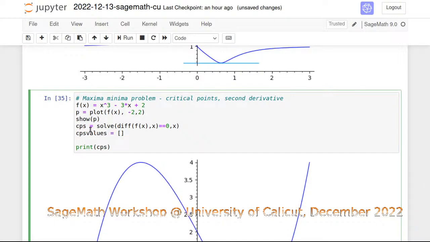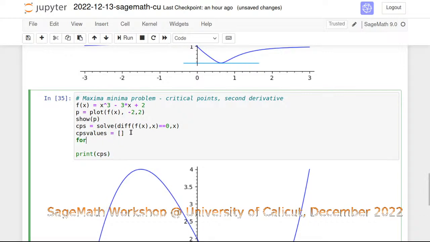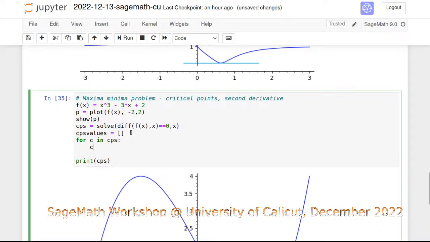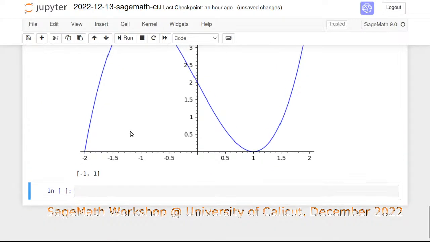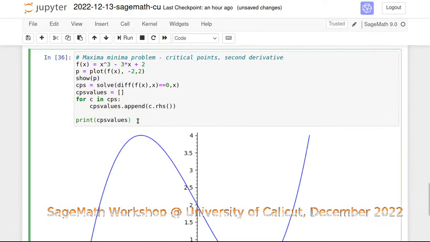So first of all, we don't know how many there are. There are 2. So CPS values is empty; for c in CPS, CPS values append c dot RHS. Let's do that. Now see that CPS values are these 2, -1 and 1.